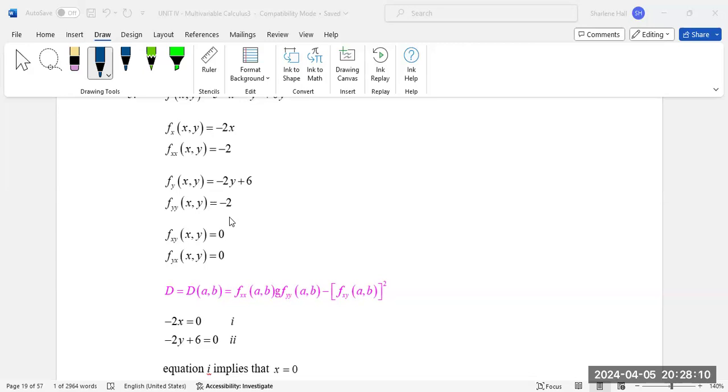All right, do me a favor, Mikey. Write this down for me on paper. Negative 2y plus 6 equals 0. Solve for y for me, please. Yes, sir.